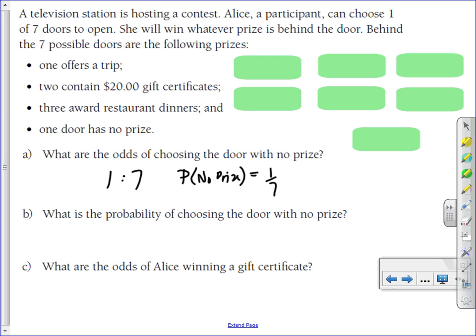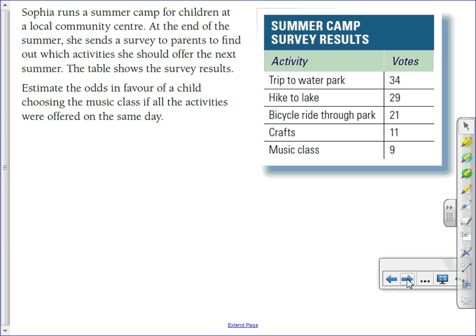What's the probability of choosing the door with no prize? As I said, that's right there, and you can change that to a percent. And the odds of Alice winning a gift certificate, and let's assume that's the $20 gift certificate, well, that'd be 2 out of the 7. And so let's just go ahead and randomly, I don't remember where they are, so what are the chances of me winning a trip? Not good. I got 20 bucks instead, so I'll take it.